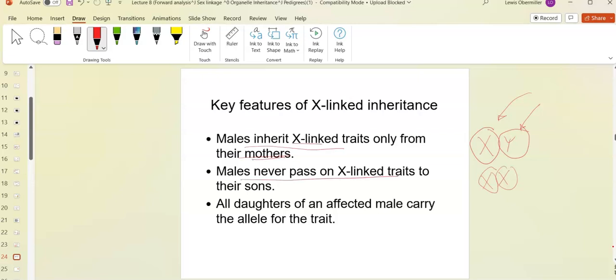Males don't pass on X traits to their sons. That can only go to daughters. All daughters of an affected male carry the allele for that trait, because if you're a male with a mutation and you have a daughter, that mutation has to get passed on to your daughter from you, not from the mother.